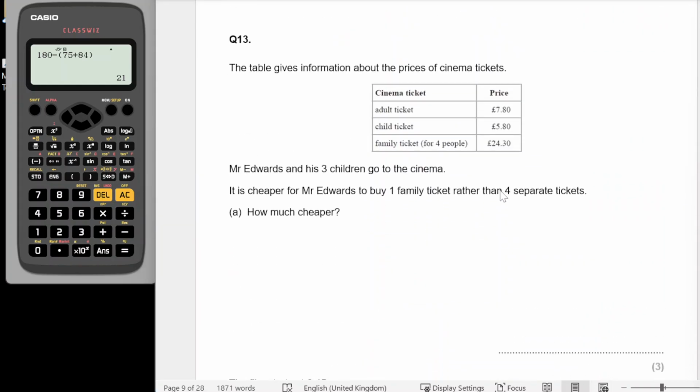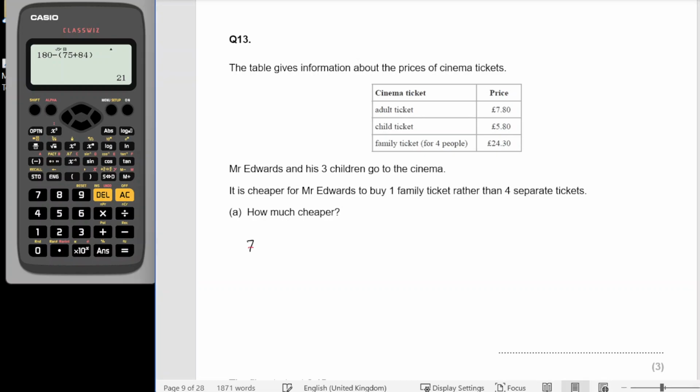Question 13 then, the table gives information about the price of cinema tickets. We've got adult, children's and family price. Mr. Edwards has 3 children and they go to the cinema. Is it cheaper for Mr. Edwards to buy 1 family ticket rather than 4 separate tickets? How much cheaper? So I want the price for him to buy the 4 separate tickets.